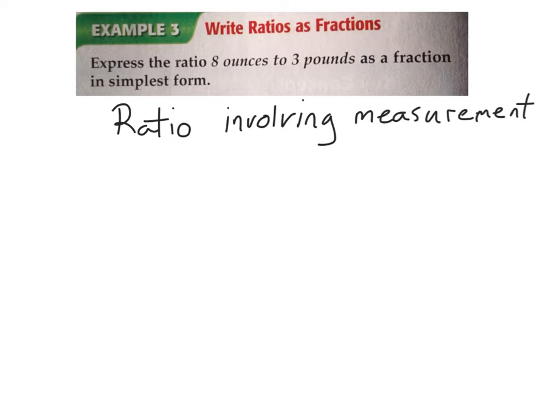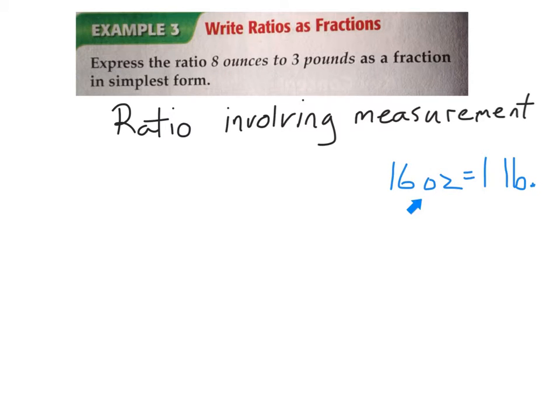In this problem here, we are asked to write a ratio as a fraction, but this one's going to be slightly different. So let's take a look at it. It says express the ratio 8 ounces to 3 pounds as a fraction in simplest form. So this is a ratio where we're involving measurement. Now the first thing we're going to do when we're dealing with ratios that are involving measurement is we have to get our units the same. So here I'm dealing with ounces and here I'm dealing with pounds.